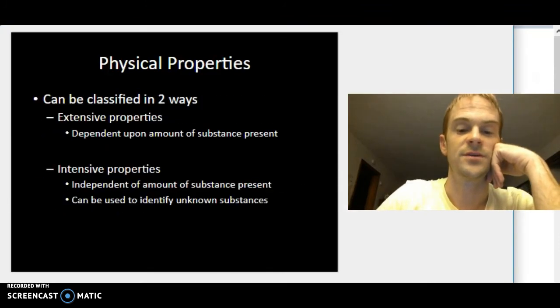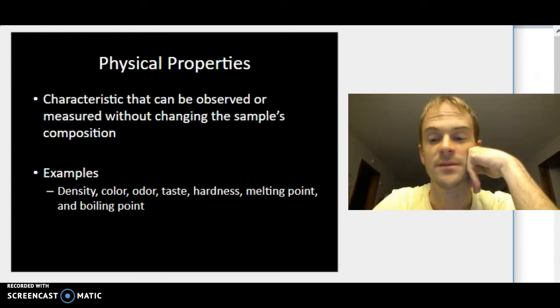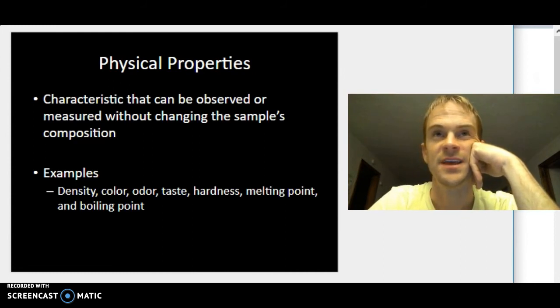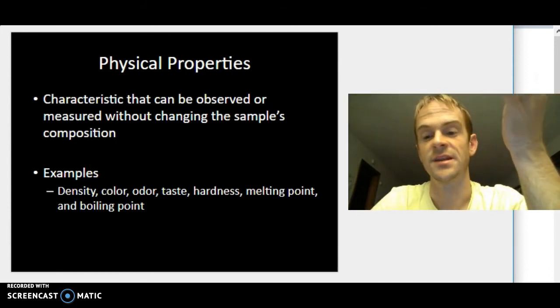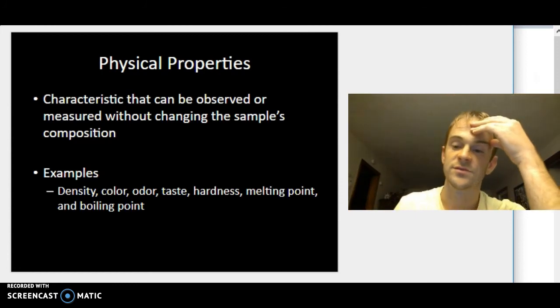So physical properties, other ones I didn't mention, really would be its taste is actually a physical property. That one's a little tricky, but you could taste something without turning, like you could put your mouth on a piece of wood and it doesn't change into something else. A boiling point and melting point, those are two that are confusing. Oftentimes students get those mixed up.